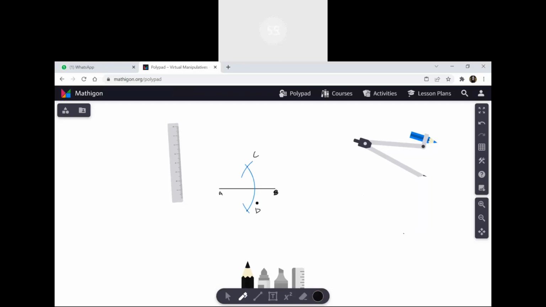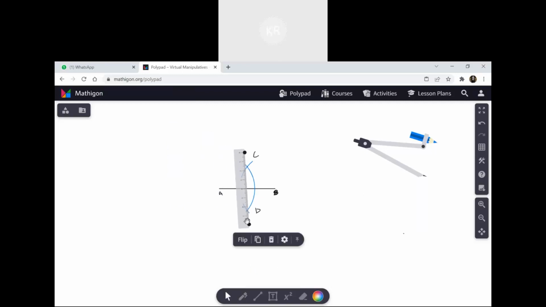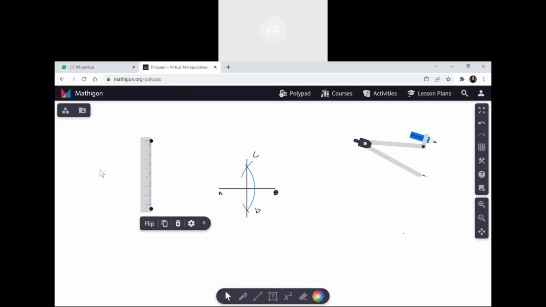Now I am taking the ruler to join CD. Is it correctly kept? Sir, now it is correct. Yes, correct. Join the CD. After joining CD, now you got the midpoint of AB. The midpoint of AB has come.